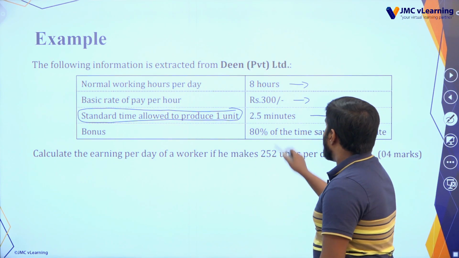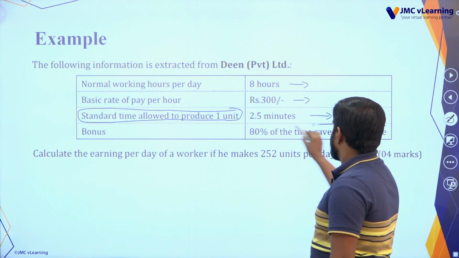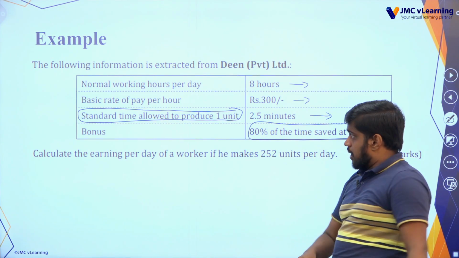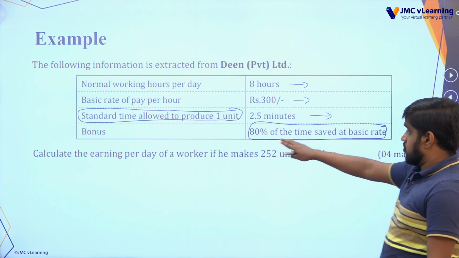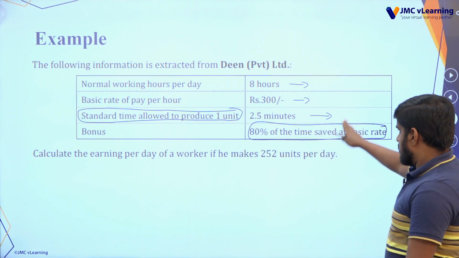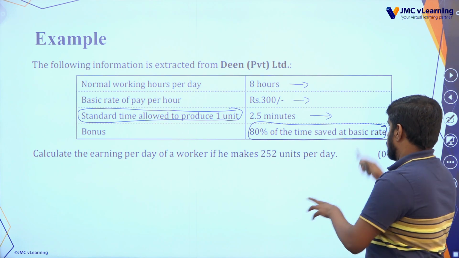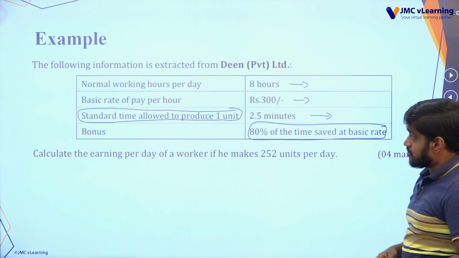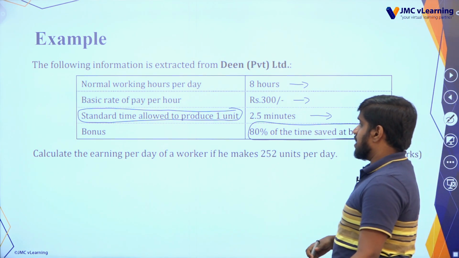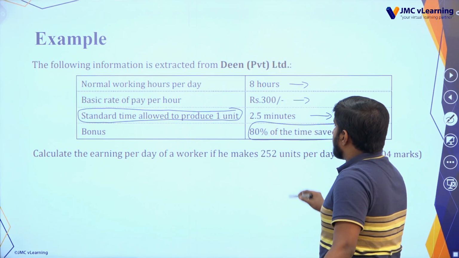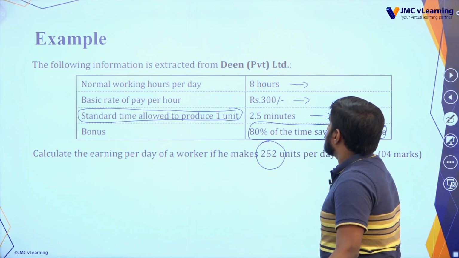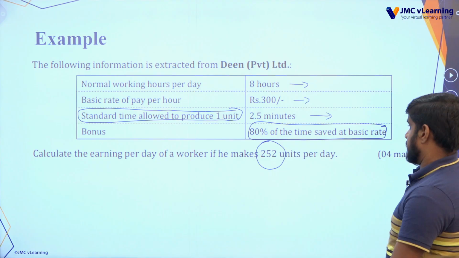Then bonus, 80% of the time saved at basic rate. Normally they pay bonus, how? 80% of the time saved. That means they pay 80% of this time saved at basic rate. Then they say calculate the earning per day of the worker if he makes 250 units per day.